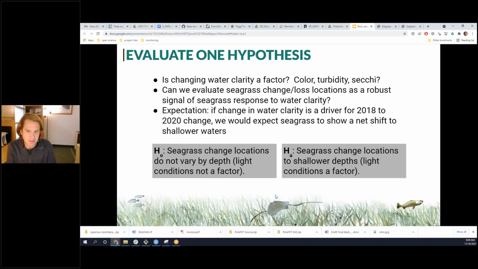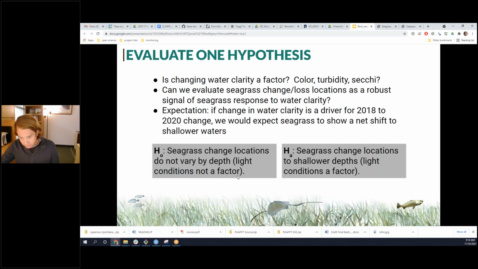I did this, as you'll see in a minute, through some spatial analyses and trying to relate this to some of the water quality data we get from our long-term monitoring programs. But again, I just wanted to look at just these 2 years, the 2020 and 2018 data, to look at just this one particular hypothesis to see if this was an issue. Is water clarity a concern here driving these changes?